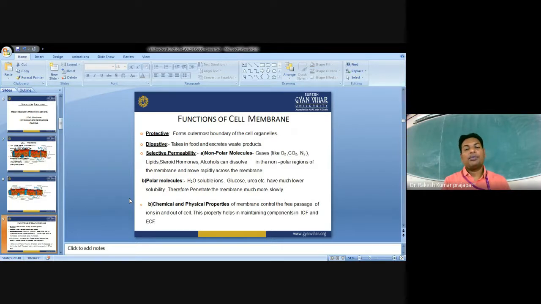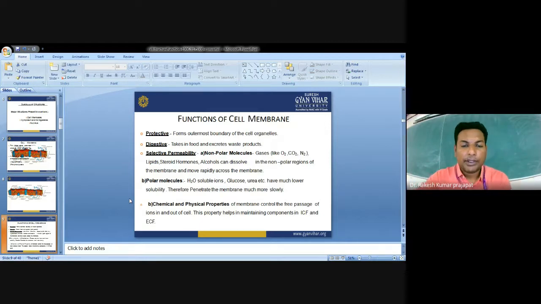Digestive: it takes in food and excretes waste products. Selective permeability: it acts as selectively permeable for non-polar molecules like gases such as oxygen, CO2, and nitrogen, as well as lipids, steroid hormones, and alcohol. These dissolve in the non-polar region of the membrane and move rapidly across it. Polar molecules, such as water-soluble ions, glucose, and urea, have much lower solubility, so they penetrate the membrane more slowly.